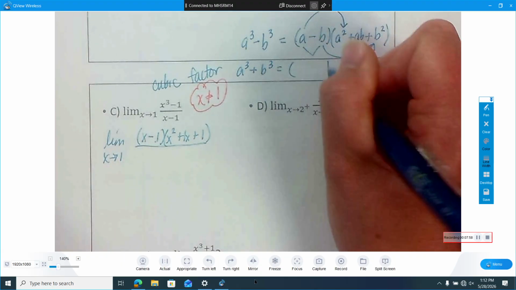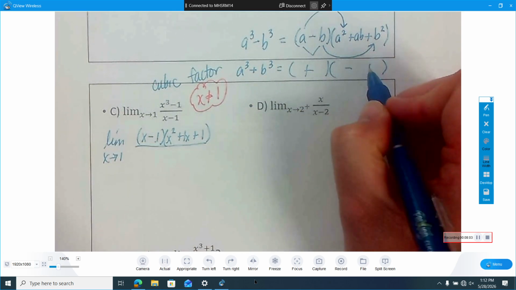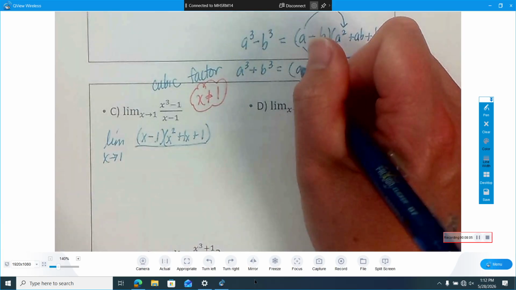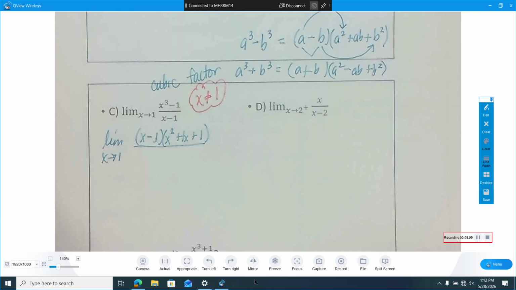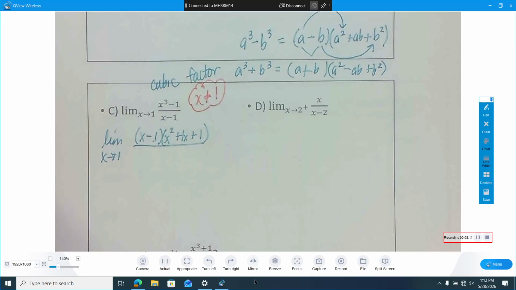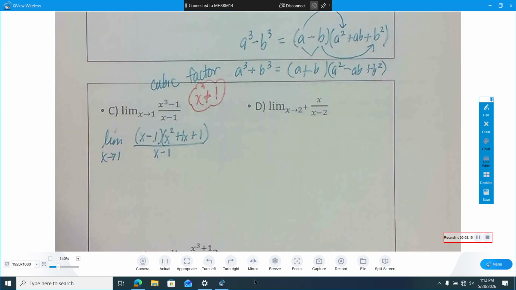And for the plus, everything stays the same except the signs go plus, minus, plus. A plus b, a squared, ab, and b squared. All right, in case it does not come up very often, if ever. I haven't seen it on an AP test in at least 10 years. So, I don't know.